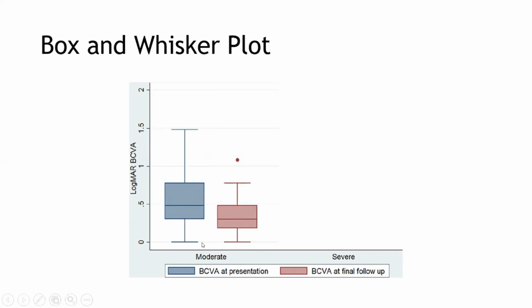Visual acuity is closer to the bottom. 0 is good visual acuity. So 1.5 is bad, poor visual acuity. So we see there is improvement, definite improvement in the median of the visual acuity.